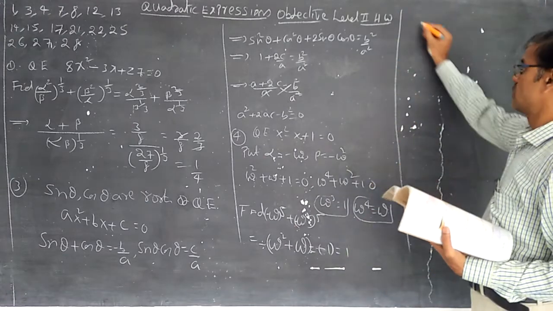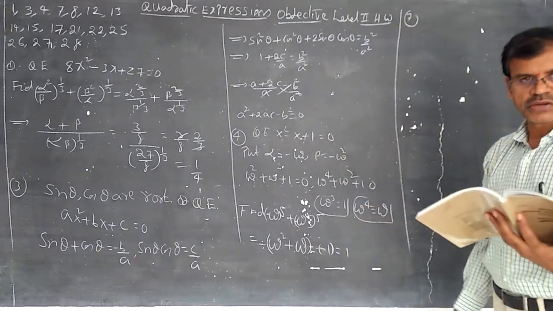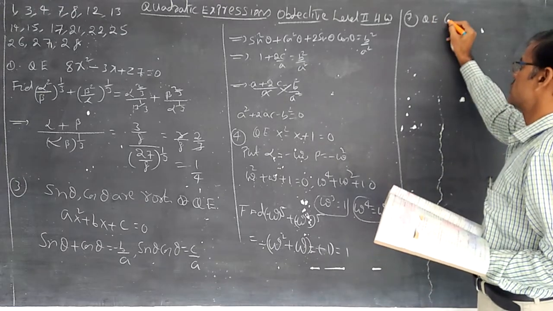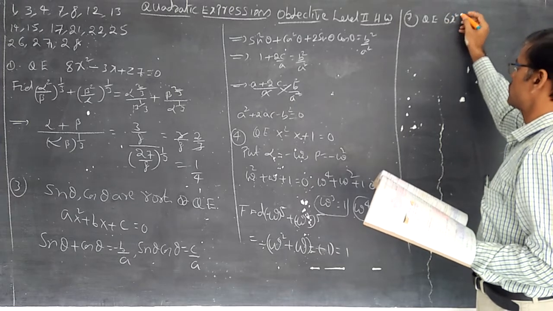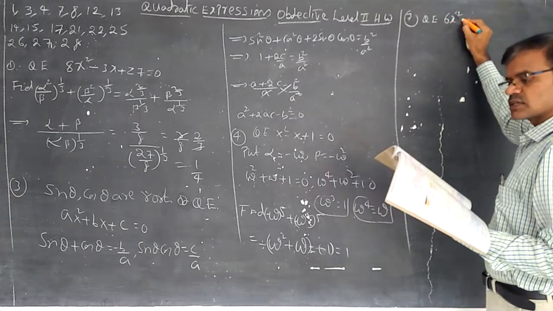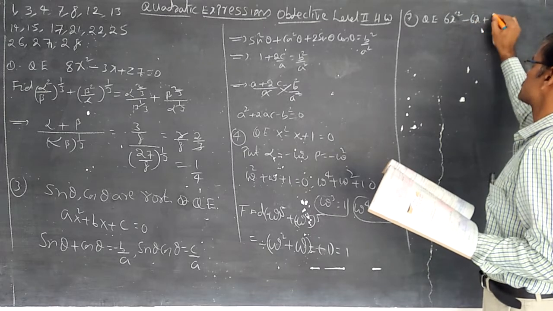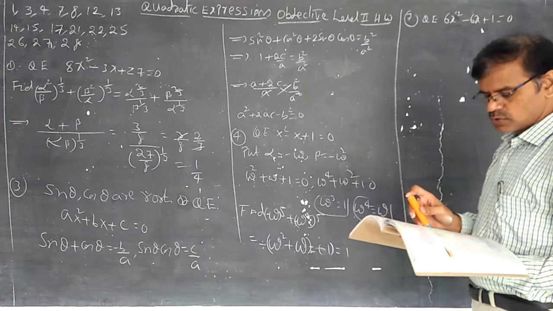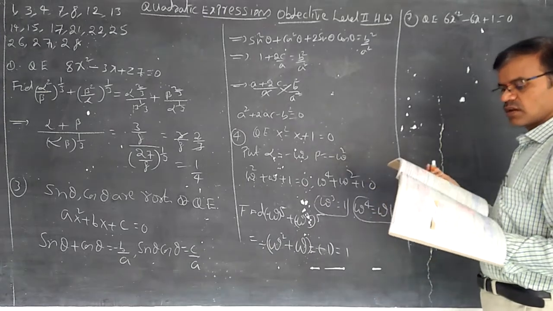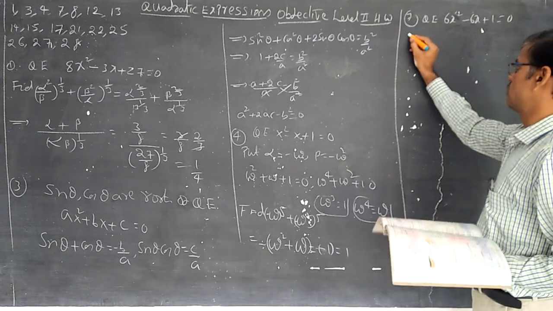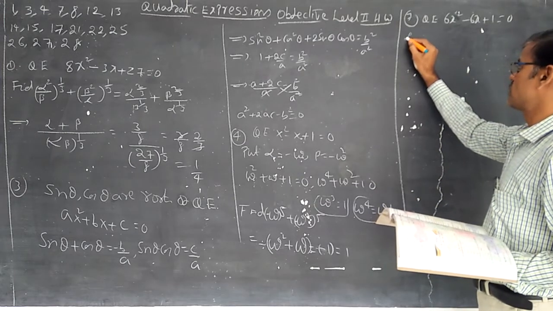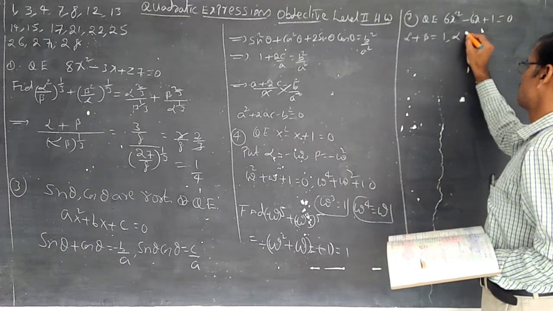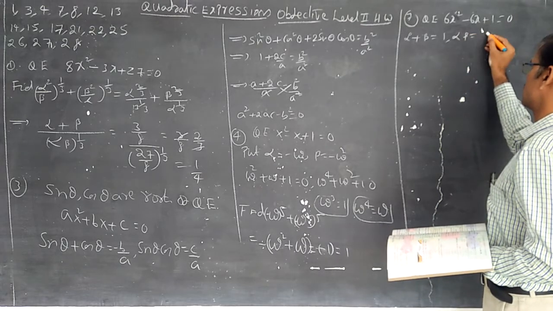Fourth one completed. Let us discuss the seventh question. Alpha, beta are roots of the quadratic equation 6x square minus 6x plus 1 equal to 0. Then find the value of the given expression. Alpha plus beta, I am writing here: sum of roots is minus b by a, which is 1, and the product of roots alpha beta is c by a.